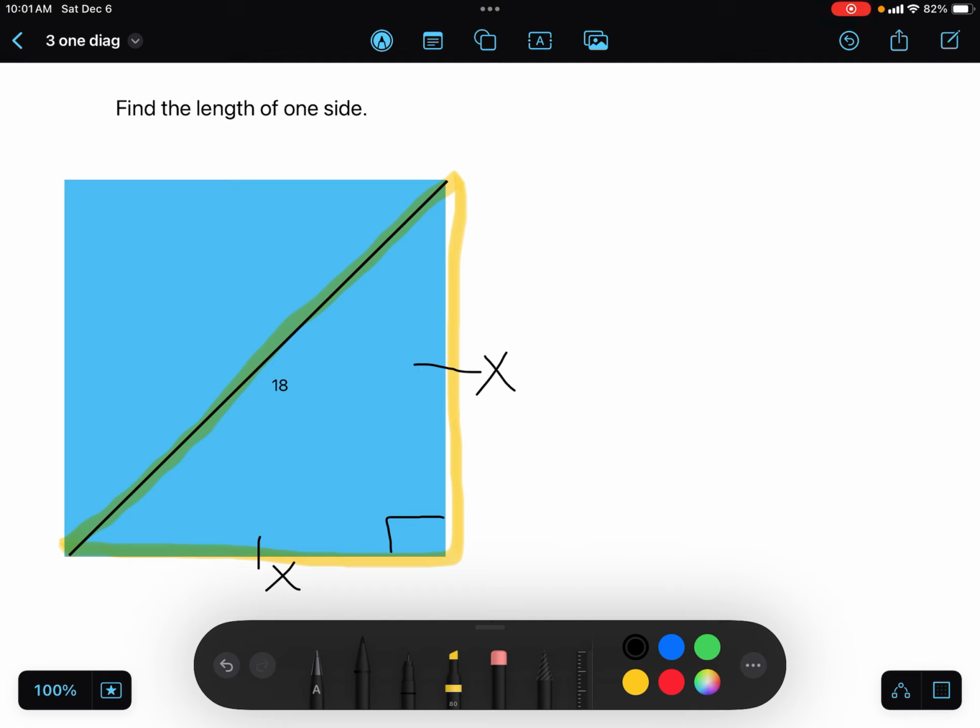So the Pythagorean theorem, a squared plus b squared equals c squared, where c has to be the hypotenuse, in this case 18. So we're gonna go x squared plus x squared equals 18 squared. So that is 2x squared equals 18 squared.